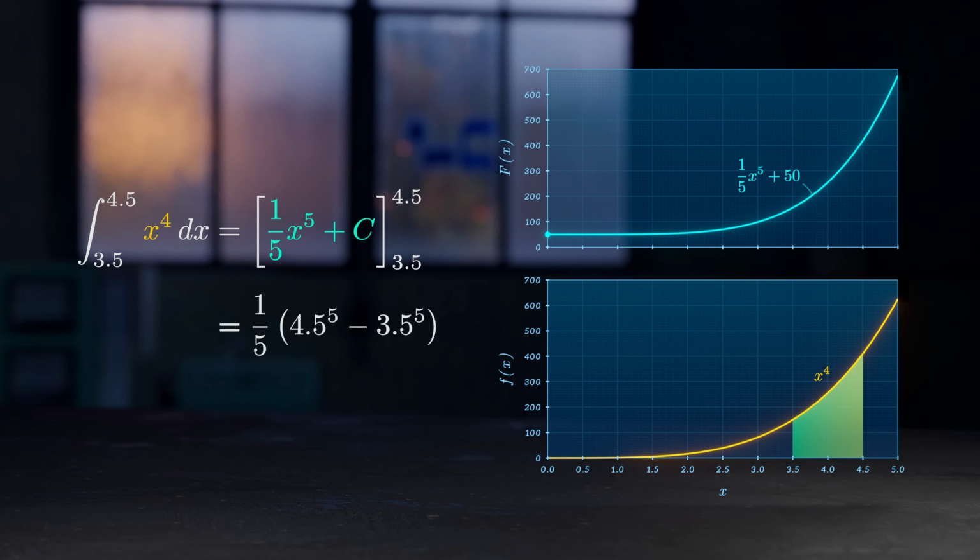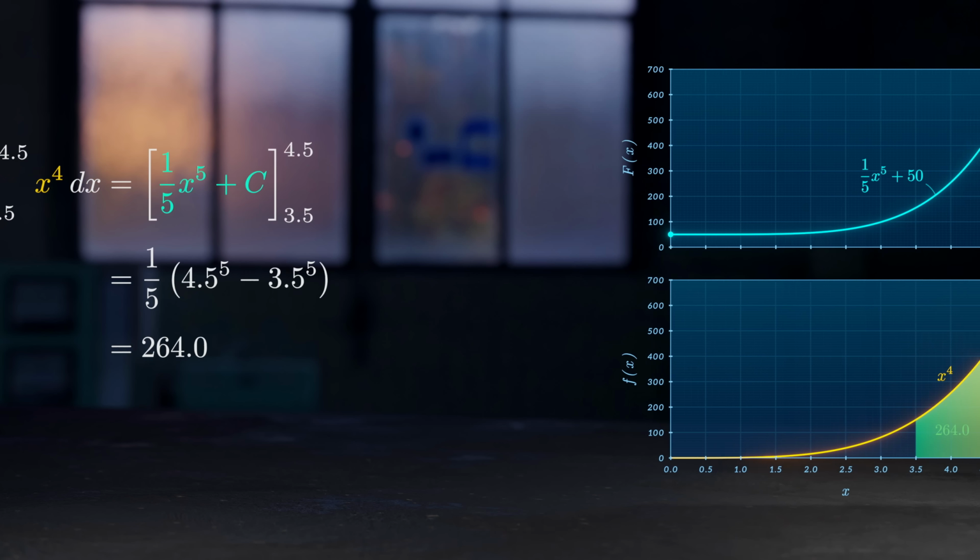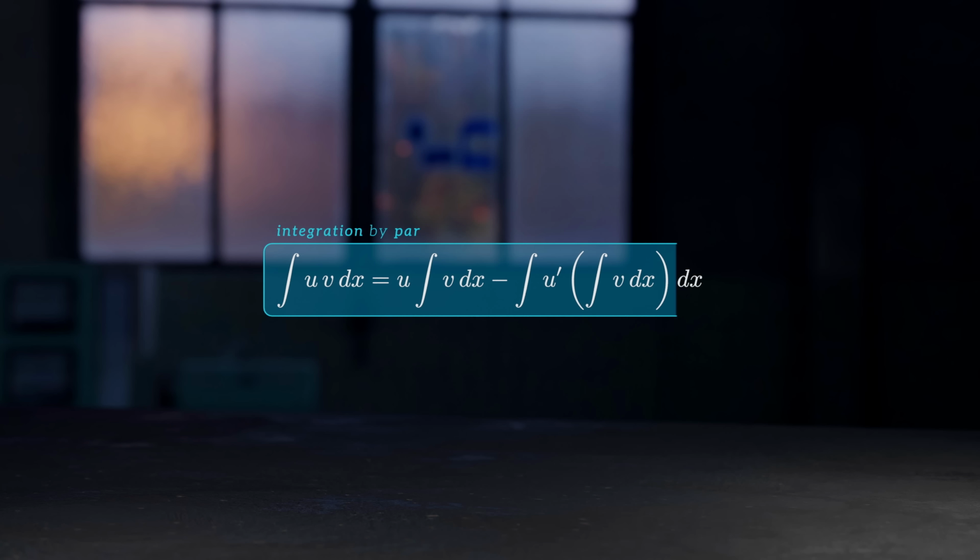You don't actually need to know the constant of integration when calculating an integral between two limits, because it cancels out when taking the difference between the upper and lower limits. Like differentiation, integration has certain rules that help when integrating more complicated functions. One of the most useful is called integration by parts, which helps integrate the product of two functions. It's the reverse of the product rule for differentiation.